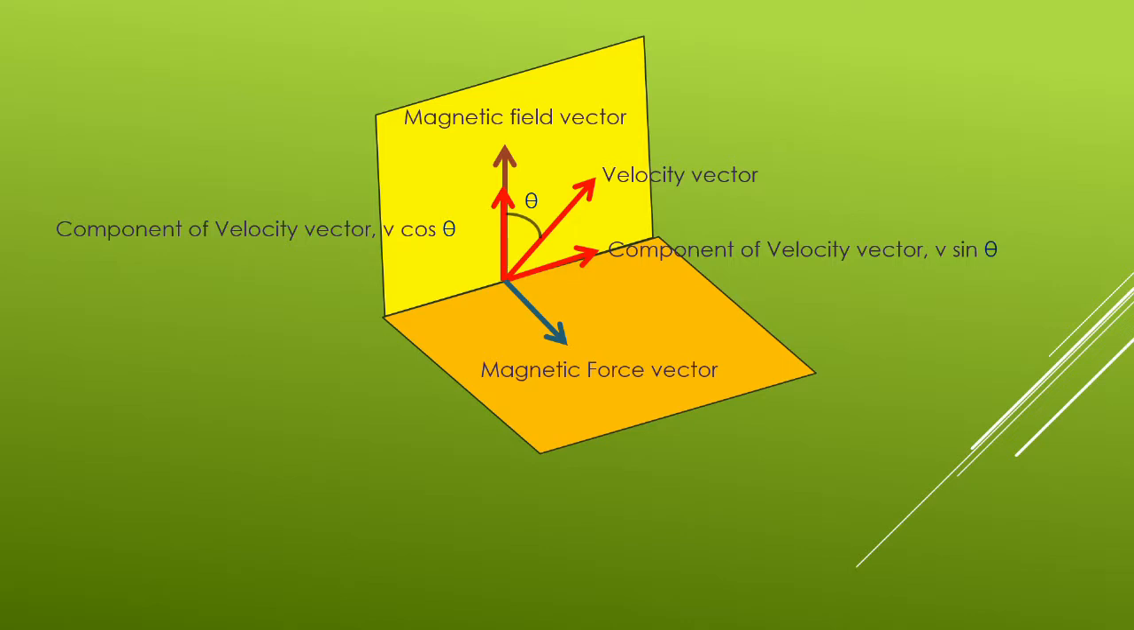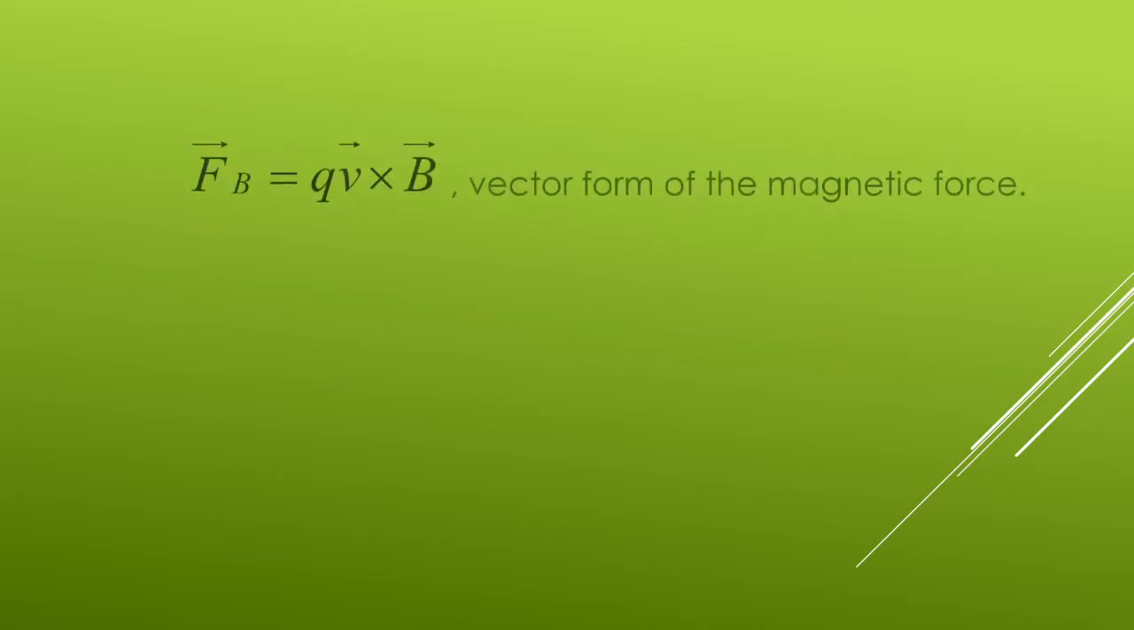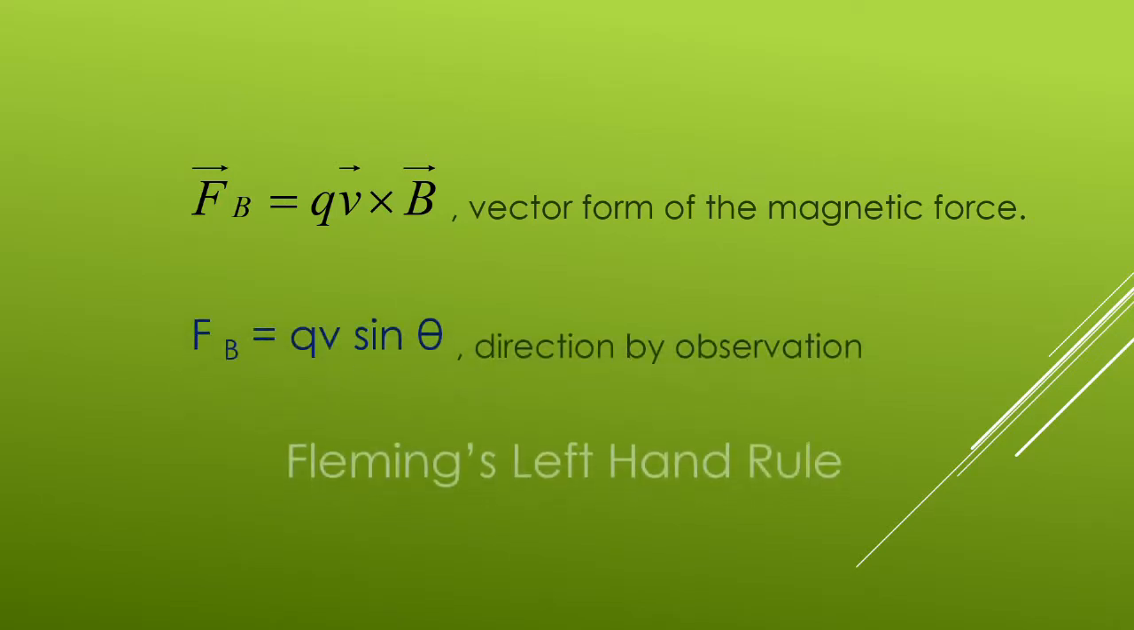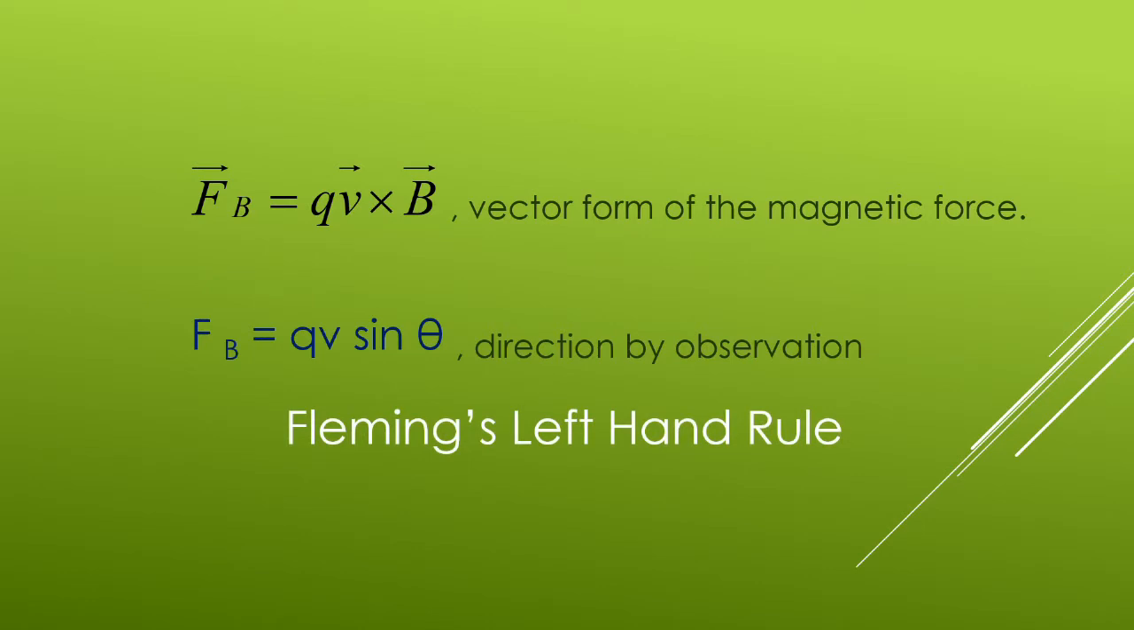The relationship can be expressed in vector form or non-vector form. In vector form, the direction is obtained from the vector cross product. In the non-vector form, the direction is obtained by observation of the vectors.